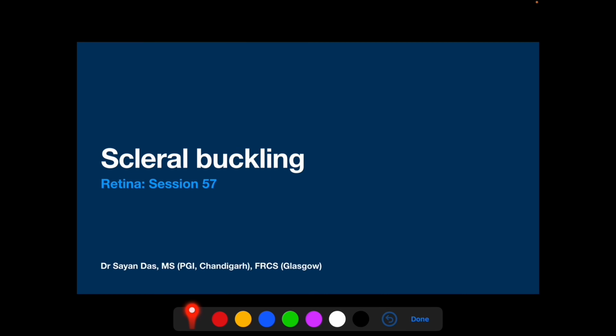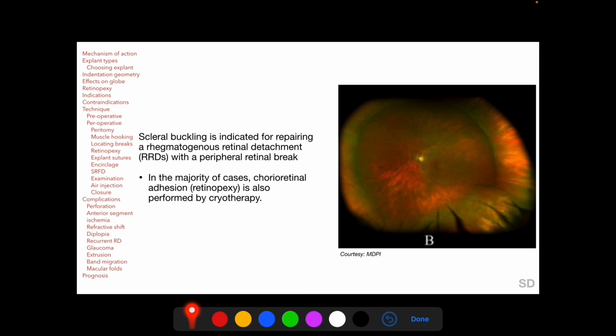Welcome. We have briefly discussed scleral buckling procedure in the session on rhegmatogenous retinal detachment, and we'll be discussing this procedure in a little more detail in this session. Scleral buckling is indicated for repairing a rhegmatogenous retinal detachment with a peripheral retinal break. In the majority of patients undergoing scleral buckling, chorioretinal adhesion or retinopexy is also performed, usually by cryotherapy.